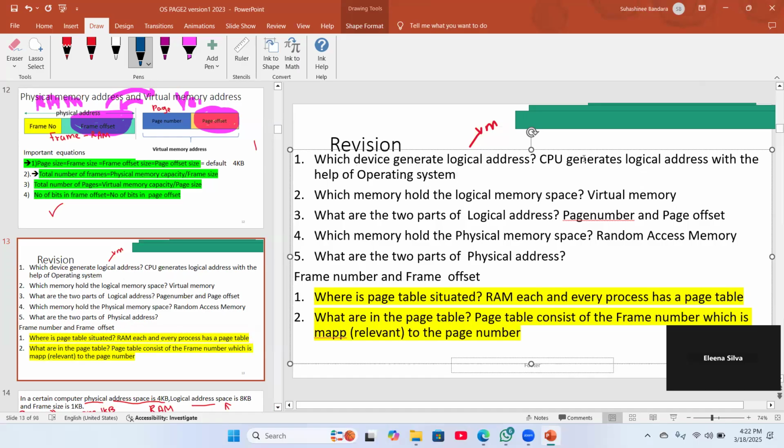Then what are the two parts of the logical memory address? Logical address, by another name the virtual memory address, has page number and page offset. Which memory has the physical address? That is random access memory. So what are the two parts of the physical address? Frame number and the frame offset. So where is the page table situated? The mapping is happening in the RAM, and each and every process has a page table.